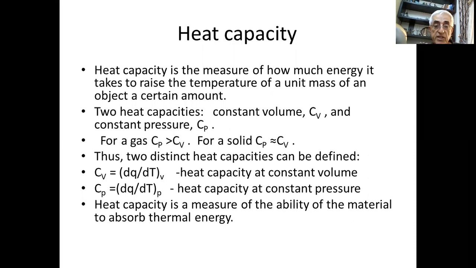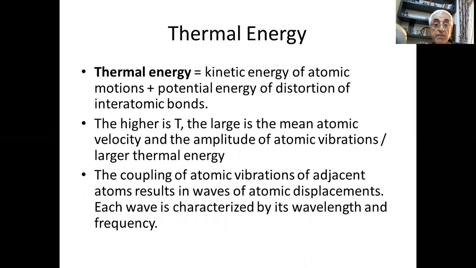Thus, two distinct heat capacities can be defined. CV equals dQ by dT at constant V, the heat capacity at constant volume. CP equals dQ by dT at constant P, the heat capacity at constant pressure. Heat capacity is a measure of the ability of the material to absorb thermal energy. Thermal energy equals the kinetic energy of atomic motions plus the potential energy of distortion of interatomic bonds.